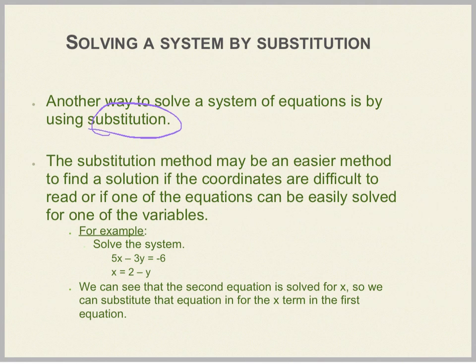To solve a system of linear equations using substitution, the first thing we want to do is make sure that one equation is solved for a specific variable. You can see in my equations down here that the second equation is solved for a specific variable, in this case x, and we will take what x equals, in this case 2 minus y, and plug that into our first equation. Let's take a closer look.